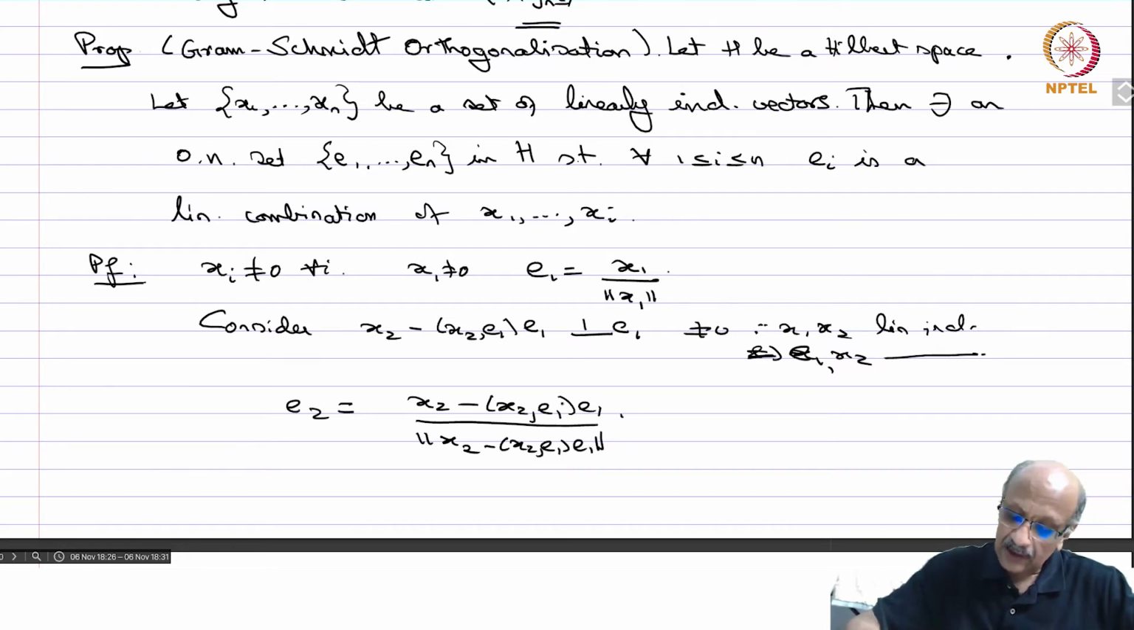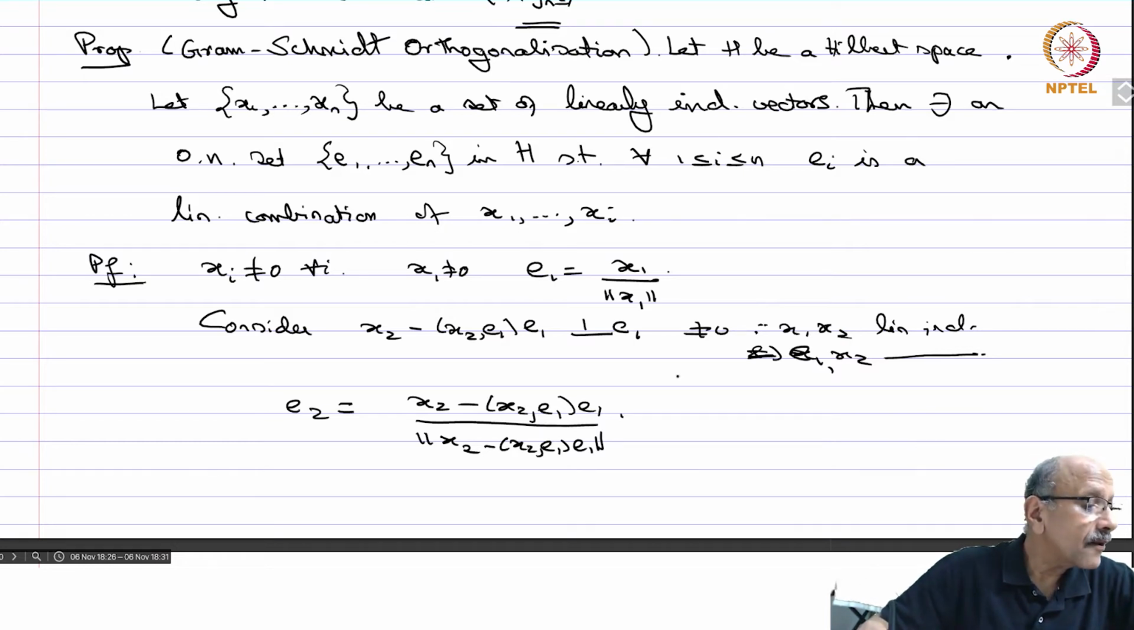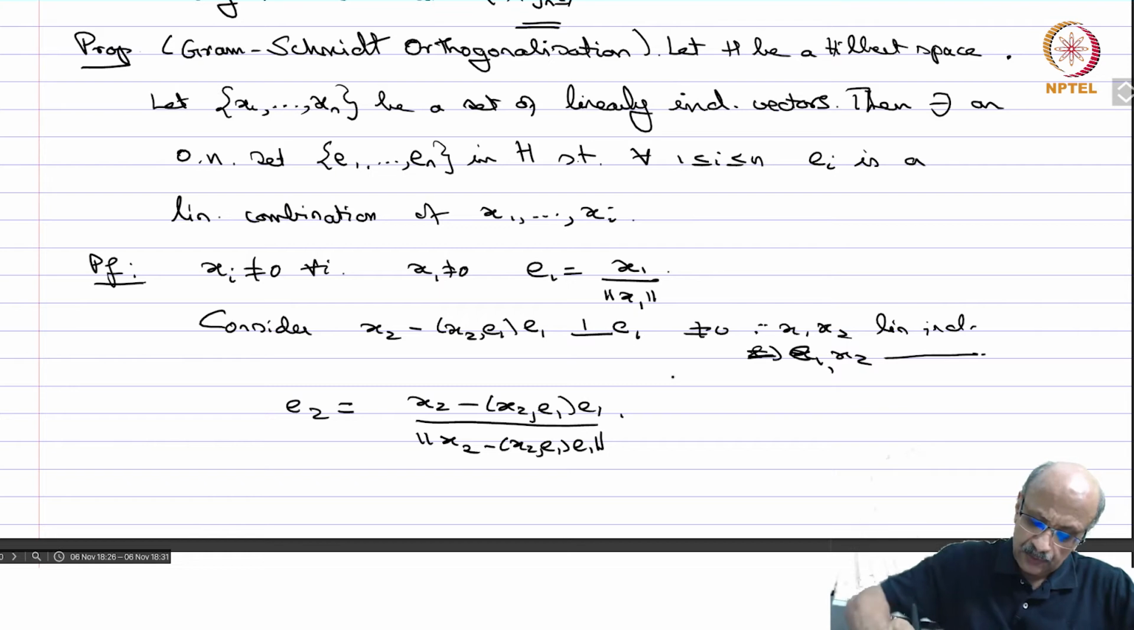So again E2 is just a multiple of x2 for the first one. So E1 and E2 are orthogonal to each other, and E2 is a linear combination of x2 and E1, and that means it's a linear combination of x2 and x1. Now you proceed by induction.